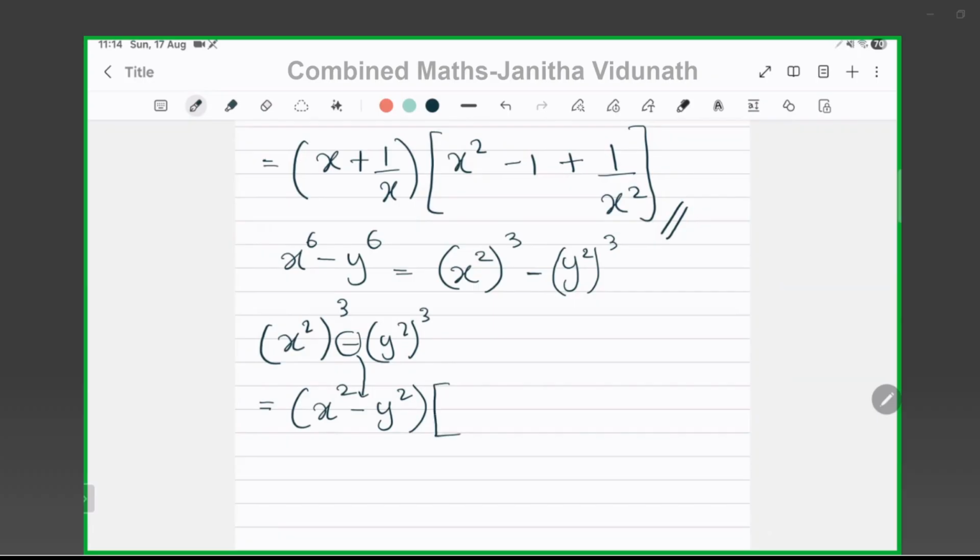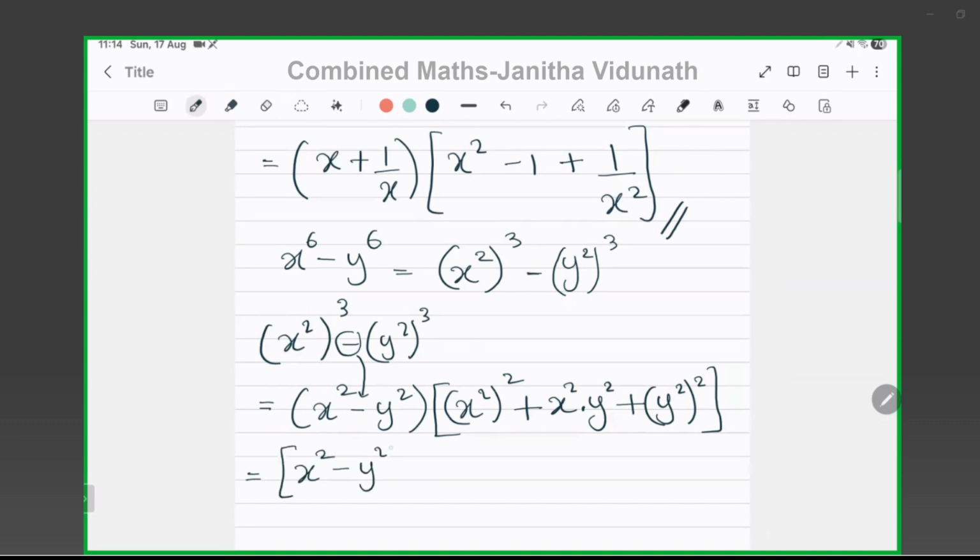Then we have the square of the first term, then the opposite sign, then the first term times second term. Then again always positive sign and the square of the second term. Then finally we have x square minus y square times x to the power 4 plus x square y square plus y to the power 4.